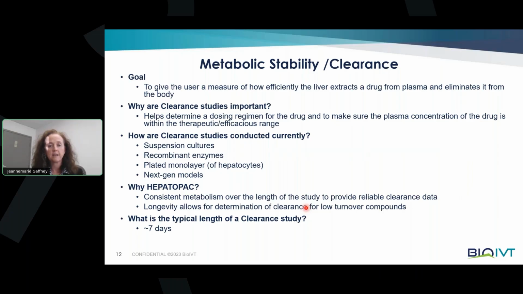How are clearance studies conducted currently? Suspension cultures, recombinant enzymes, plated monolayer of hepatocytes, or next-gen models such as HEPATOPAC. Today, we are going to discuss HEPATOPAC, but if you have needs with suspension or recombinant enzyme assays for clearance, our group here in our contract services would be happy to speak further with you. And so why would you use HEPATOPAC? Since it maintains metabolism over a length of time, we are able to determine clearance specifically for low turnover compounds. And typically, a clearance study in HEPATOPAC lasts approximately 7 days.